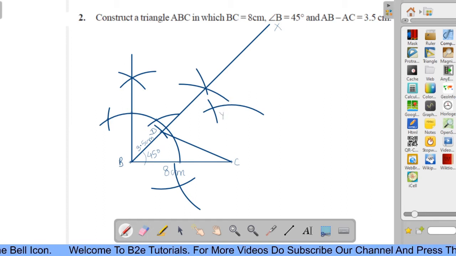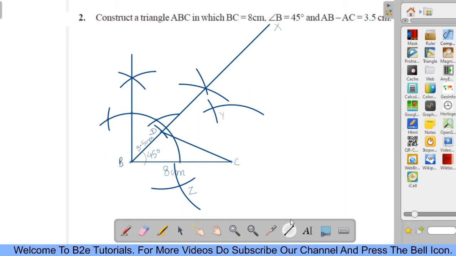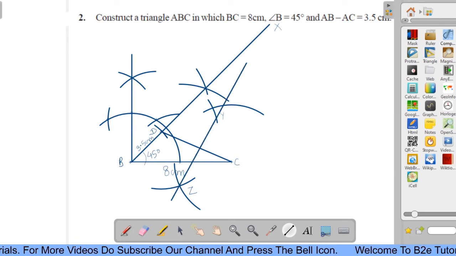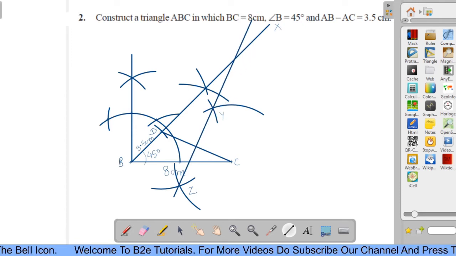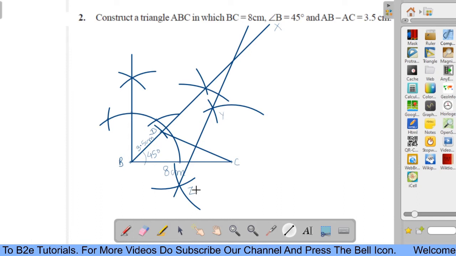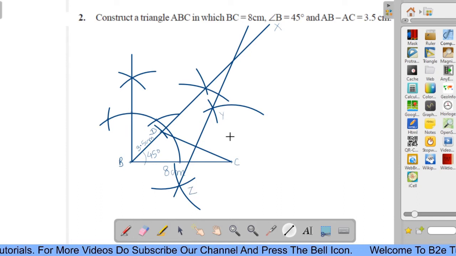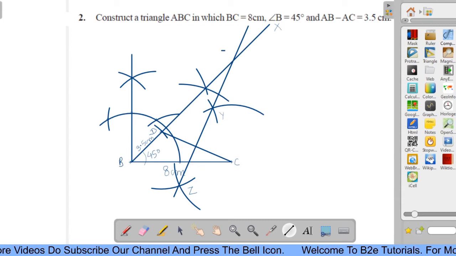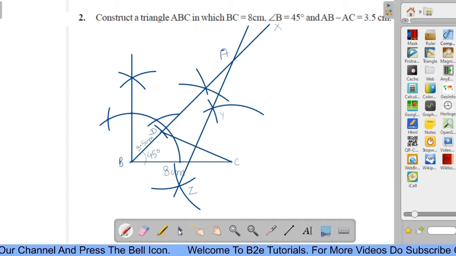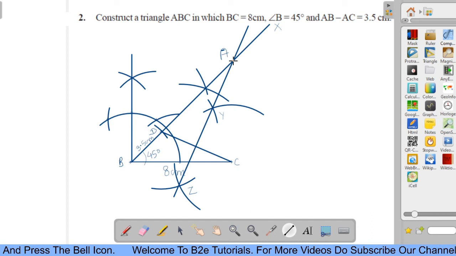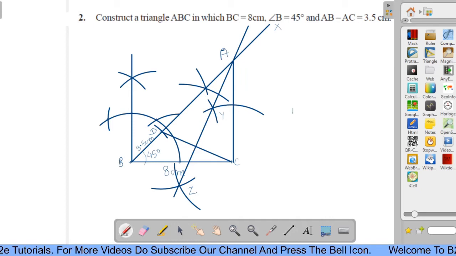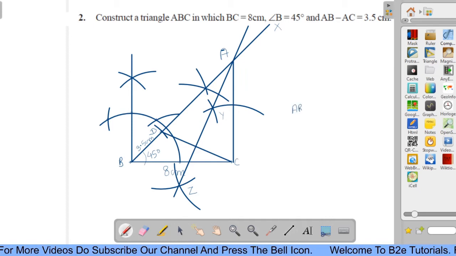Y Z. Join YZ and produce to meet BX somewhere. Let ray BX and line YZ intersect at E. Join AC. Then ABC is the required triangle.